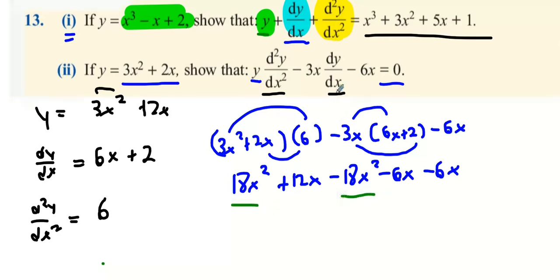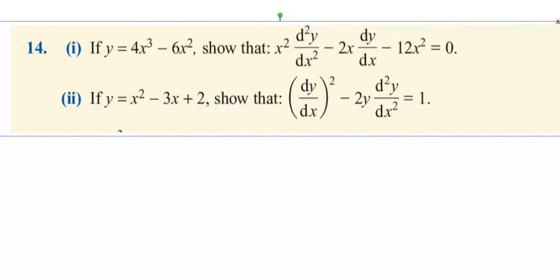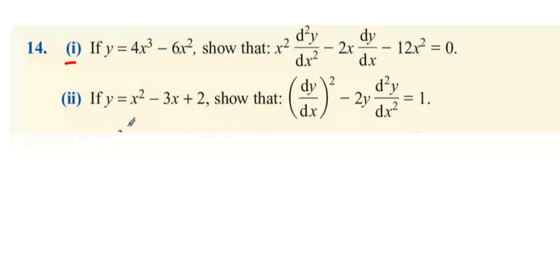18x squared take away 18x squared is 0. And 12x take away 6x take away another 6x is 0. So we've proved it equal to 0. That's it, verified. So that's question 13 done. Now we're on to question 14. Once again, a very similar question to question 13.